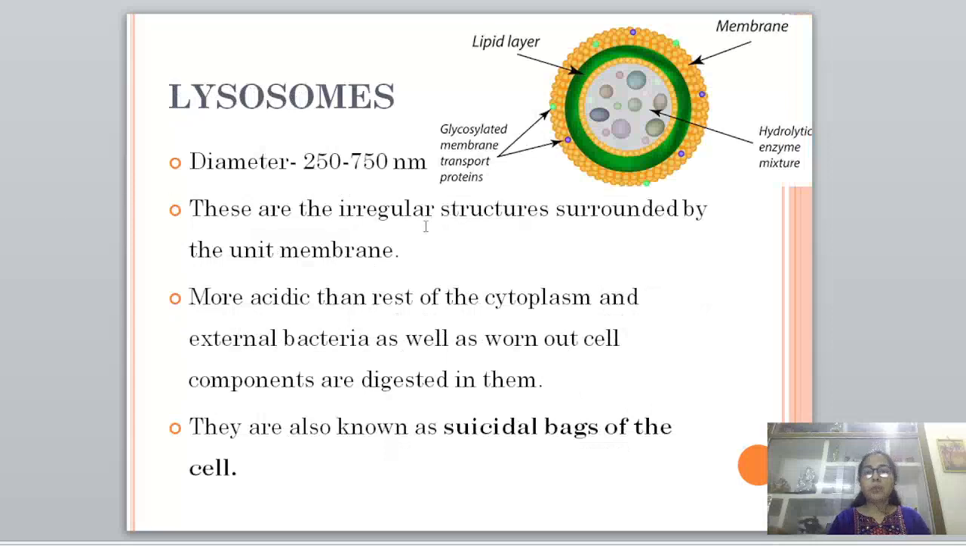The lysosomes are irregular structures which are surrounded by a unit membrane. This is the unit membrane. This is the lipid layer. And this is the hydrolytic enzyme mixture. It is more acidic than the rest of the cytoplasm. External bacteria as well as worn out cell components are digested in them. They are so acidic that the worn out cell components are digested in them. They are also known as the suicidal bags of the cell. Now why they are known as the suicidal bags of the cell, we will get to know in the next slide.